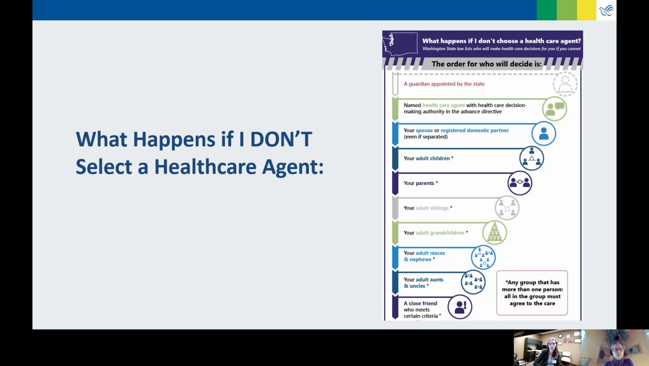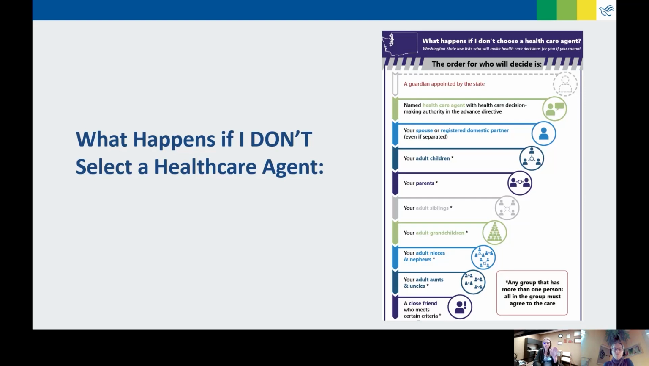The first would be a guardian appointed by the state. And again, this would only come into play in certain situations. It's a very particular situation that involves the court system. So if a person didn't have a guardian appointed, the next would be that named healthcare agent.